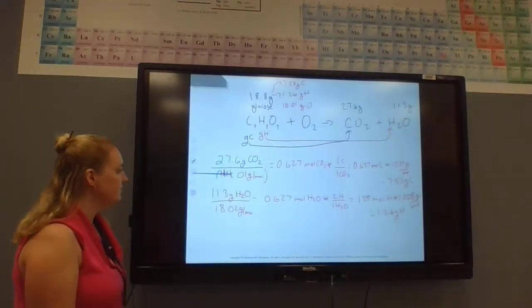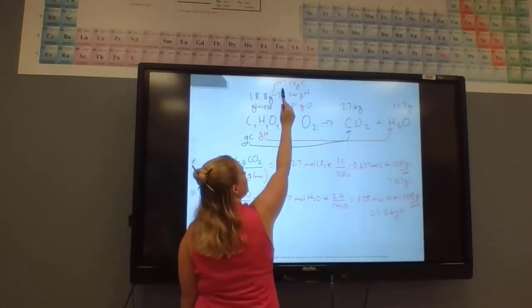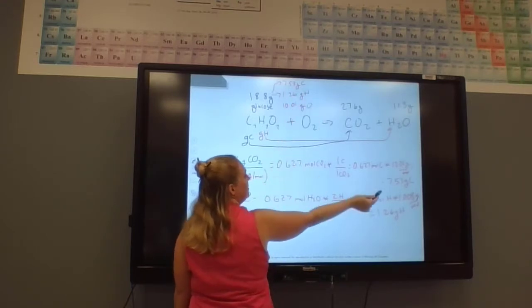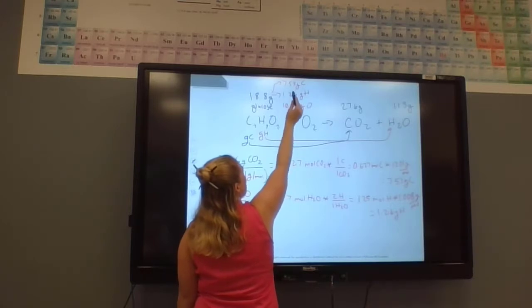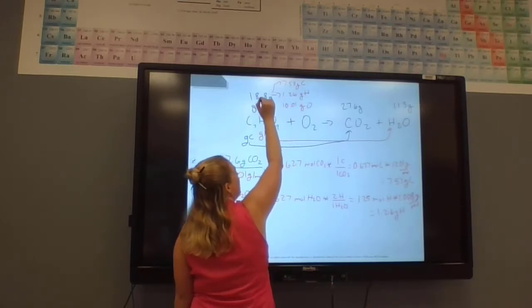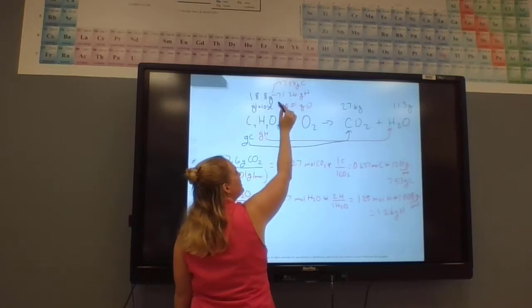If I have 18.8 grams of my sample and I've determined 7.53 must be carbon and 1.26 must be hydrogen, if I subtract these two from 18.8, so 18.8 minus the 7.53 minus the 1.26, that leaves me with 10.01 leftover grams. That must be oxygen.